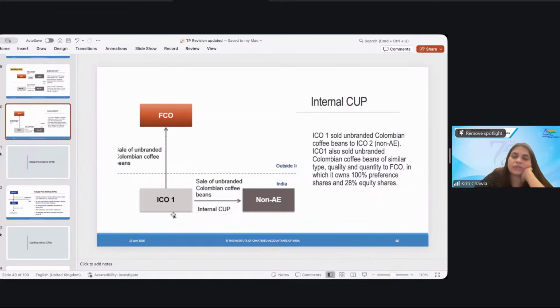Now, we need to find out the price of this controlled transaction. Now, this is the uncontrolled transaction. This is the internal CUP transaction. And this is the price that we will adopt to benchmark this transaction. So this is basically called internal CUP.